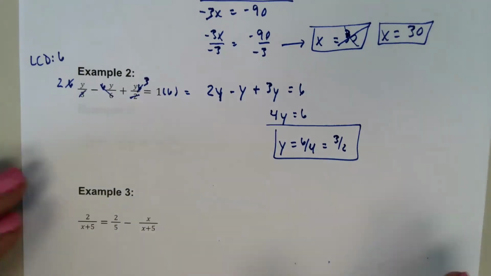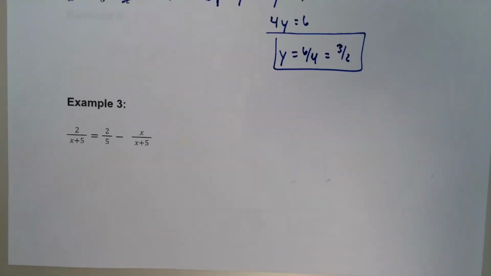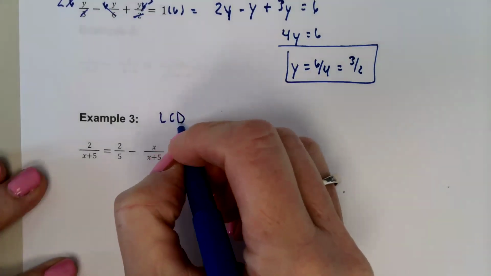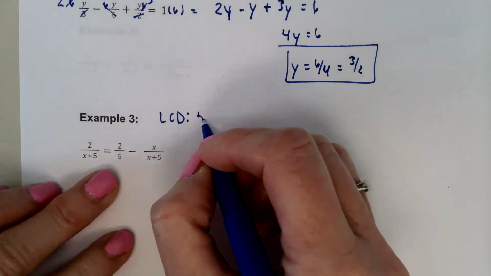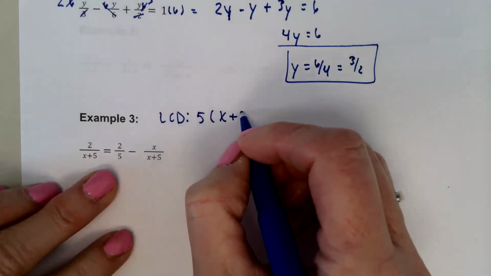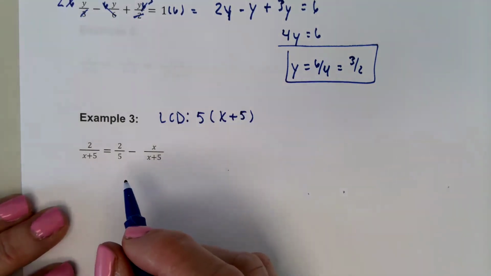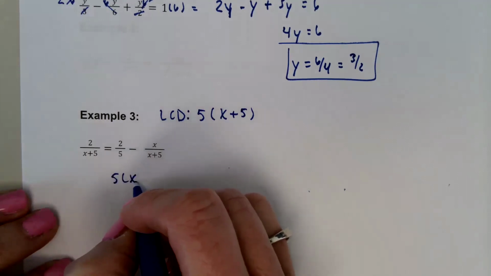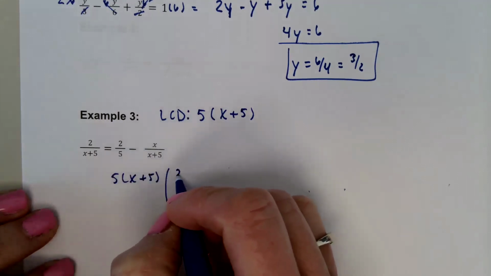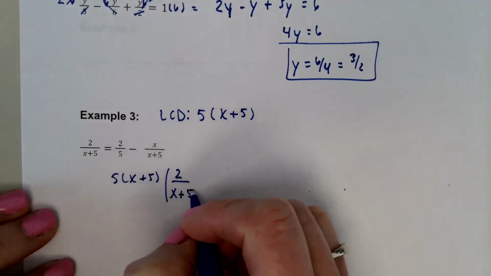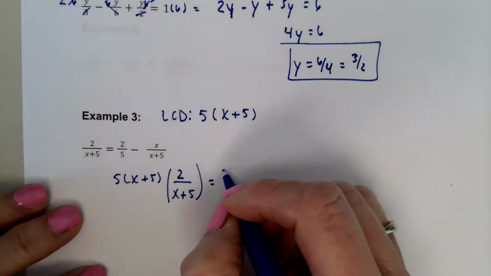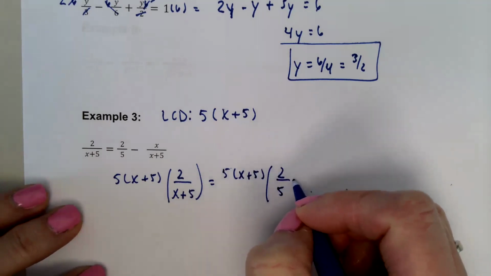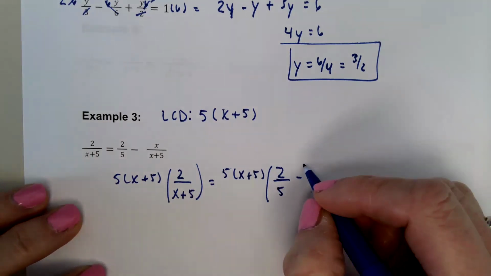Okay, we're going to jazz things up a little bit because example 3, we're looking for the LCD, but we have expressions now. So our LCD has to include a factor of 5 and a factor of x plus 5. So I'm going to multiply each of these by 5 times x plus 5. And I'm going to show you a shortcut here in just a minute.